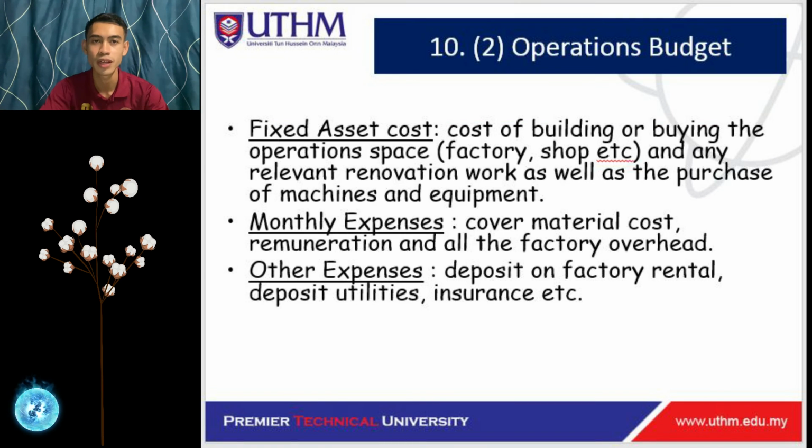Now I will explain about operation budget. There are 3 items in this operations budget. First is fixed asset cost. This is the cost of buildings or buying the operation space such as factory, shop, etc., and any relevant renovation work as well as the purchase of machines and equipment. Second is monthly expenses. This covers material cost, remuneration and all the factory overhead. Third is other expenses which are deposit on factory rental, deposit utilities, insurance, etc.